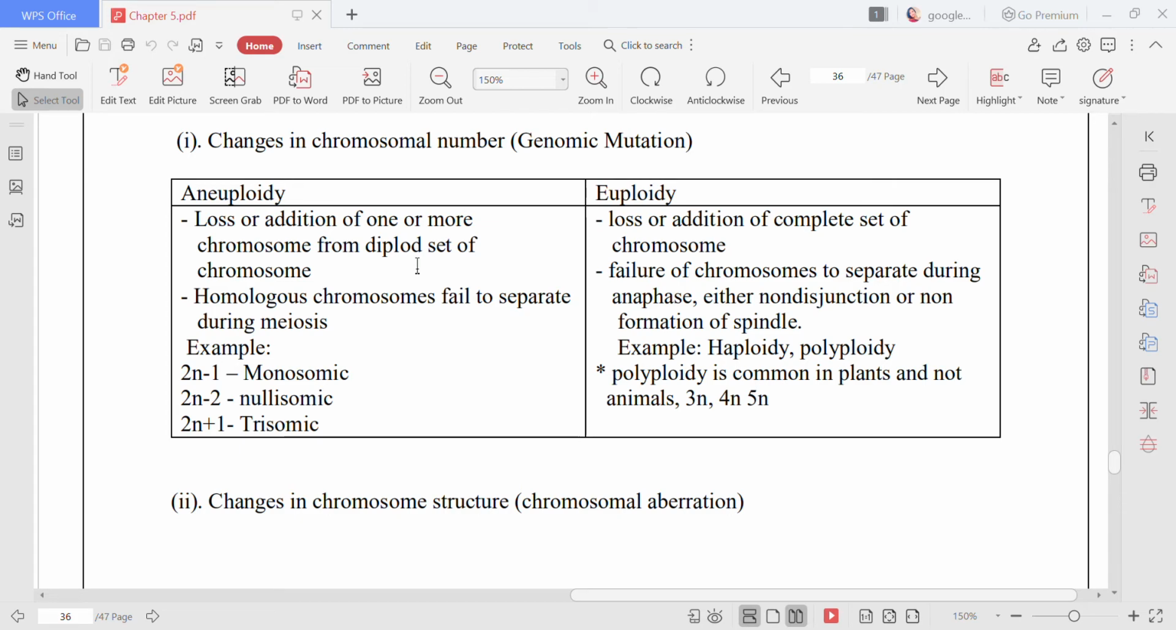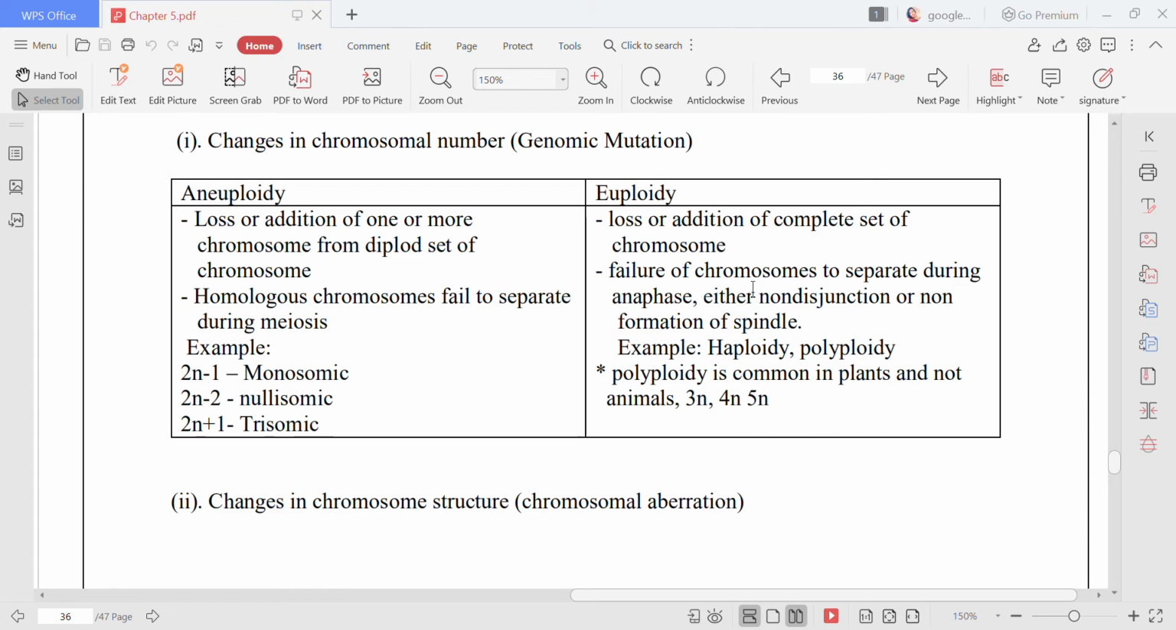Next, homologous chromosomes fail to separate during meiosis. Now what happens? How do we get such a result in aneuploidy? Suppose segregation did not occur. Segregation happens, chromosomes should separate during meiosis or gamete formation. When meiosis is occurring, the chromosomes separate. But if they do not separate, suppose the separation process has failed, so what will happen? The whole set will be transferred to the next cell.